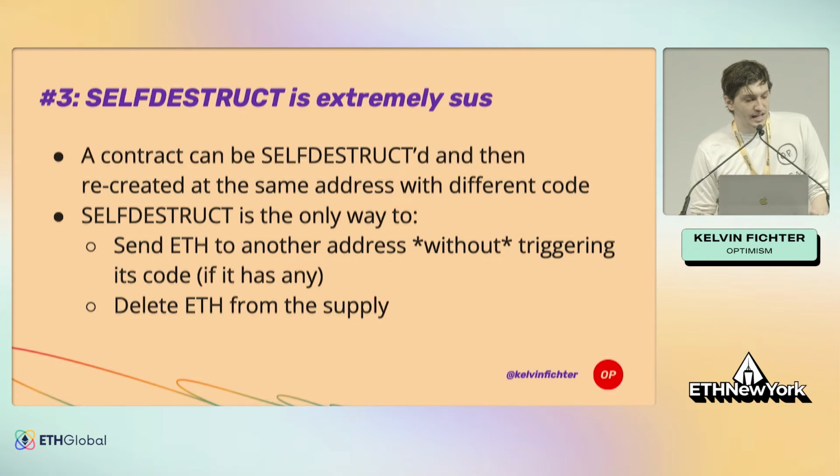A contract that uses self-destruct is sus because it can delete itself, and then it can be recreated at the same address with completely different code, which is kind of a cool way to do upgradable smart contracts, and I think some people have done this before.